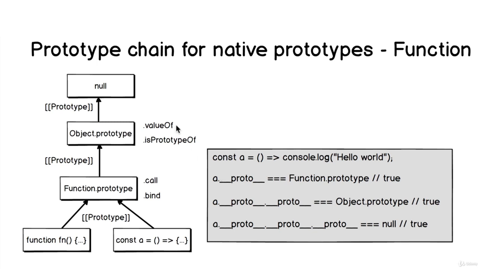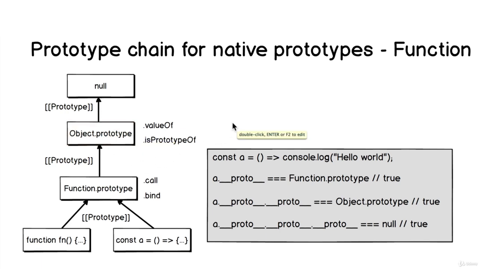Function is also an object in JavaScript, and it has its prototype called Function.prototype. This prototype has such methods as call, bind, apply, and so on. If you create a regular function like this, or if you assign an arrow function expression to a variable, in both cases you create instances of Function.prototype. And the prototype of Function.prototype is Object.prototype as usual. Let's now look at this in action.